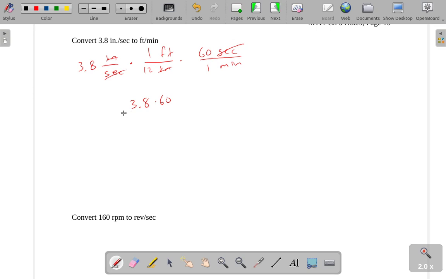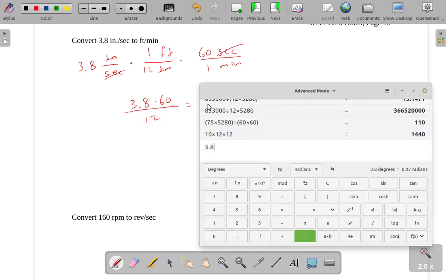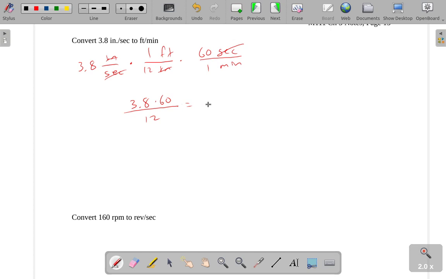3.8 times 60 is the top part of my fraction. 12 is the bottom part of my fraction. We end up with 3.8 times 60 divided by 12, which gives us 19. This is 19 feet per minute.